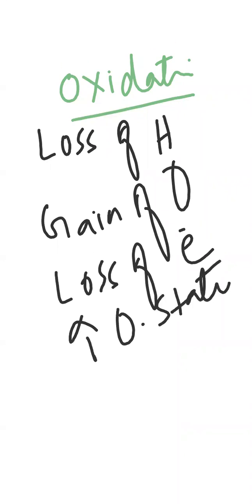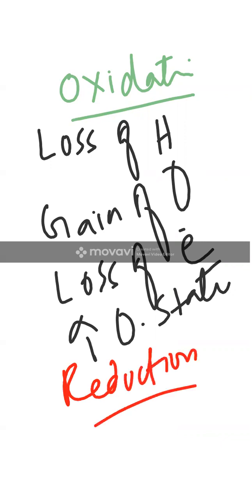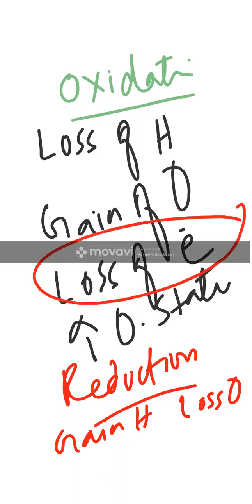These are the definitions of oxidation and reduction. Sorry, this is only for oxidation. For the reduction, I will tell you. Reduction is totally opposite to oxidation. Oxidation is loss of hydrogen, so reduction is gain of hydrogen. Oxidation is gain of oxygen, so reduction will be loss of oxygen. Oxidation is loss of electrons, so reduction is gain of electrons. Or decreasing oxidation state is called reduction.